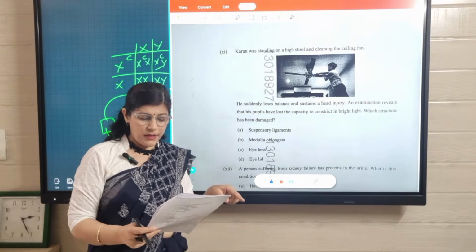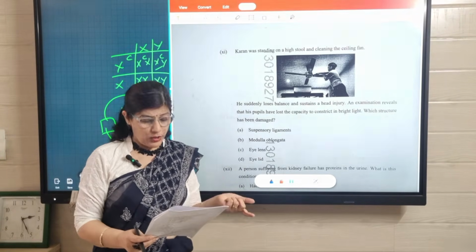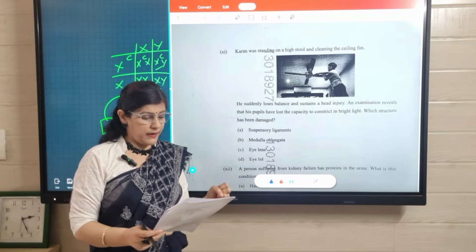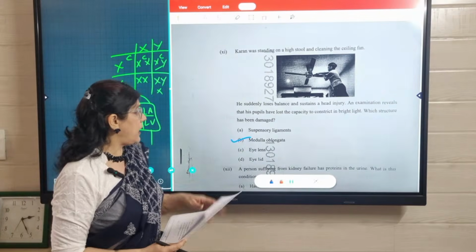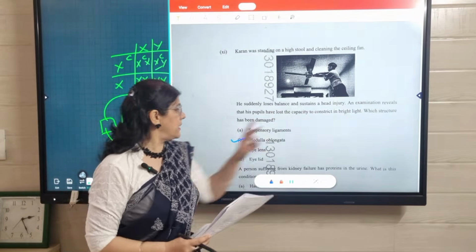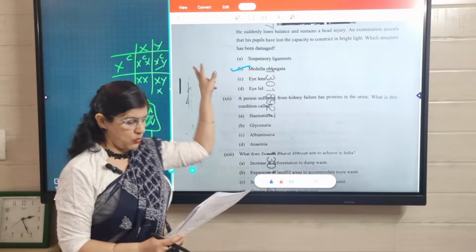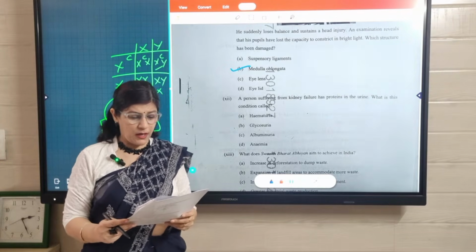The suspensory ligaments and eye lens. These are related with accommodation only. You can say focusing of light. So हमारा मेडुला ऑब्लोंगटा इंजर हुआ है क्योंकि इंजरी जो है वो आपके साथ लिखा है ना हेड इंजरी, तो मेडुला ऑब्लोंगटा हुआ है जिसकी वजह से वो आंखें सही से काम नहीं कर पा रही हैं.